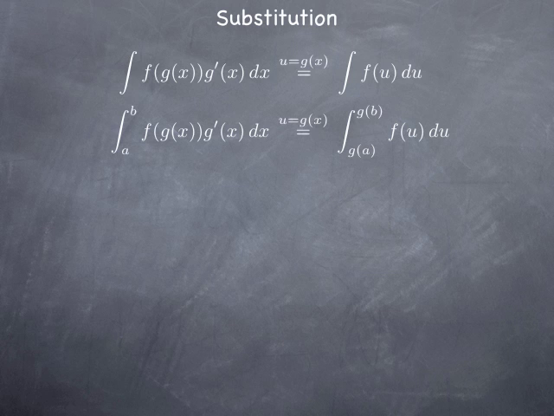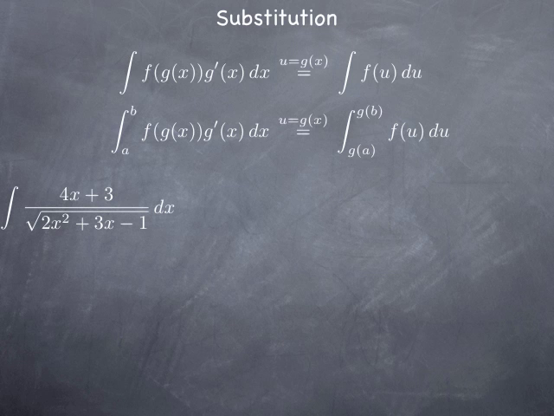And here, to get these values, you simply plug x equal a, x equal b inside the formula u equals g of x. So when x is a, u is g of a, and when x is b, u is g of b. So g of a and g of b give you the lower and upper bound of integration in the new variable u.